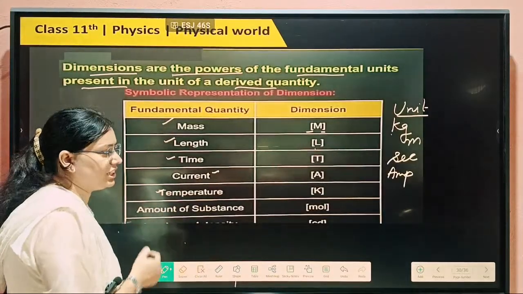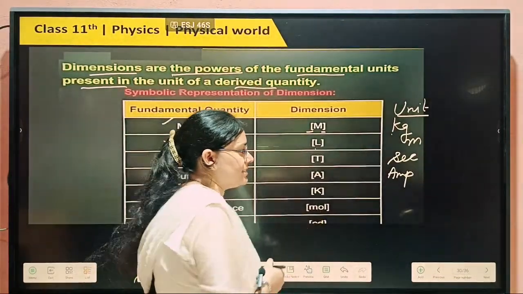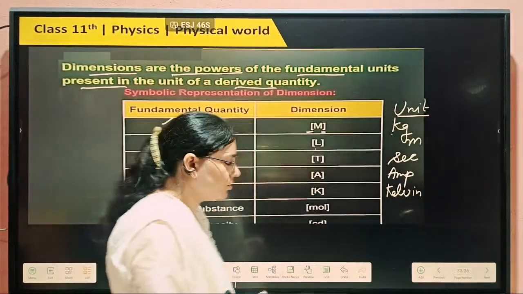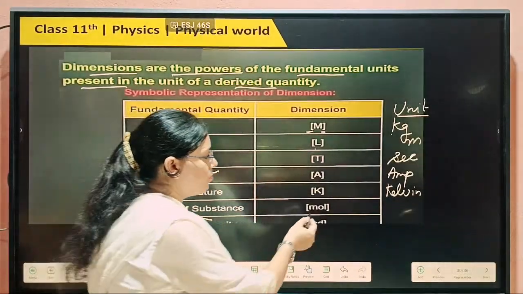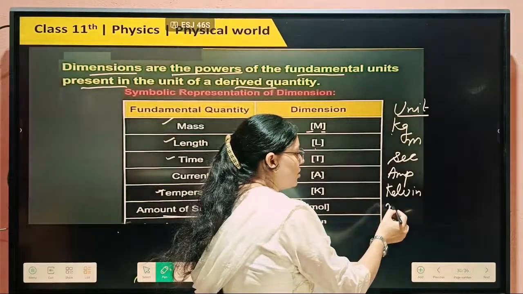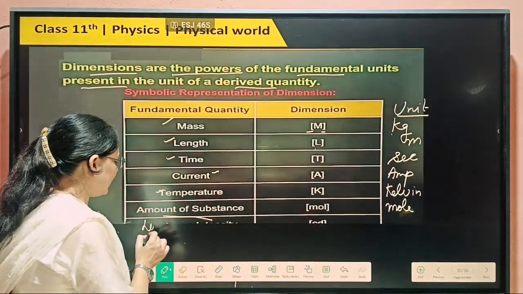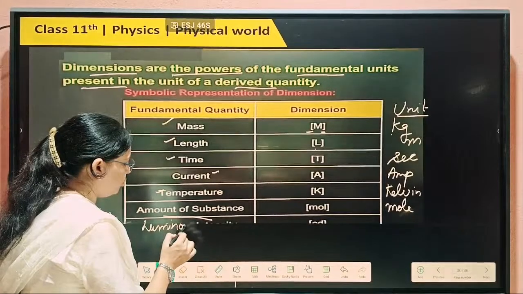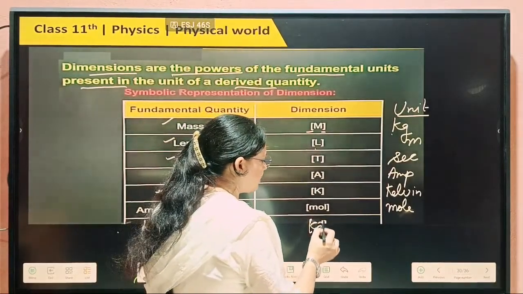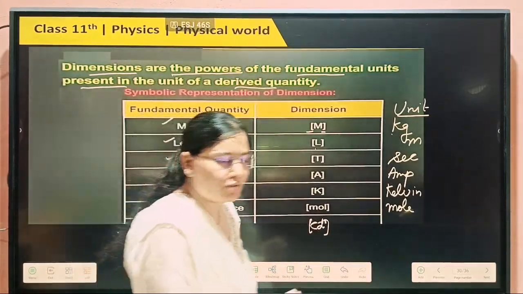Next topic is temperature. For temperature we use capital K within a square bracket. This represents temperature, and its unit is Kelvin only. Amount of substance: mole only, MOL, in the square bracket dimensionally, and the unit is also mole only. Its symbol is MOL. Next, luminous intensity. One more left, beta: luminous intensity. CD will be the dimensional formula of luminous intensity, and the unit of this will be candela.